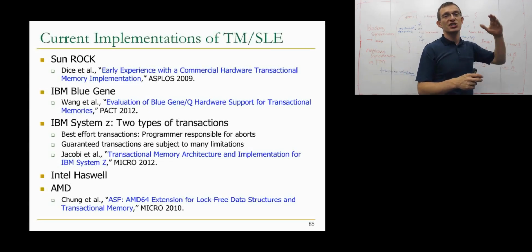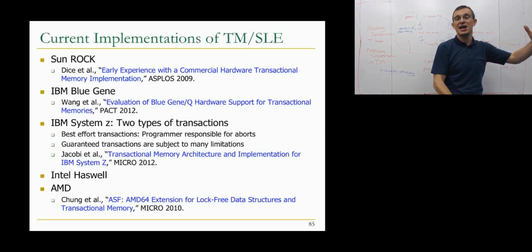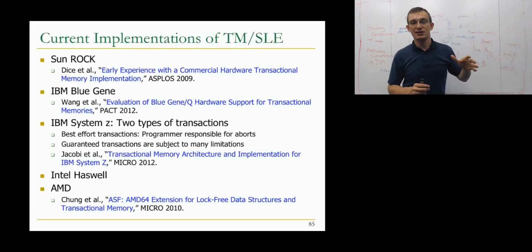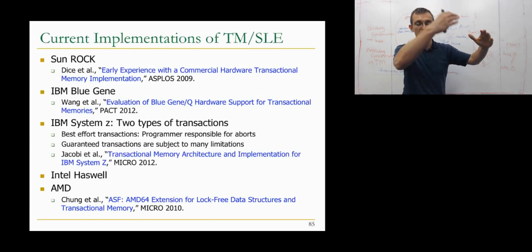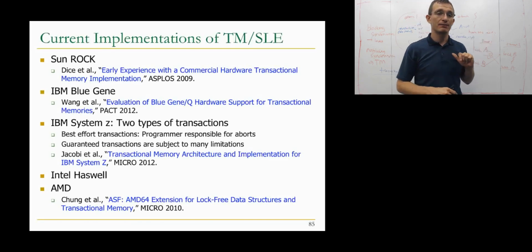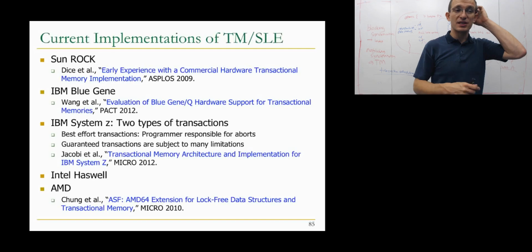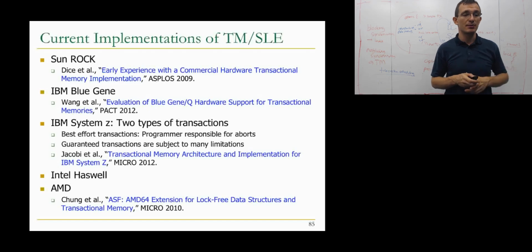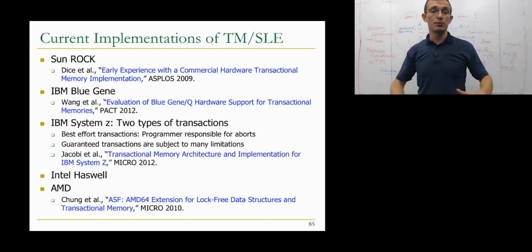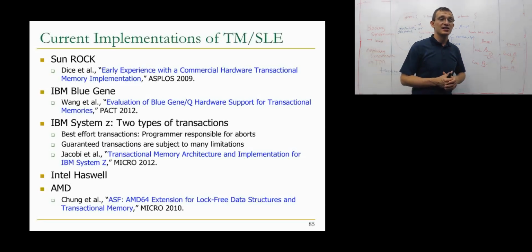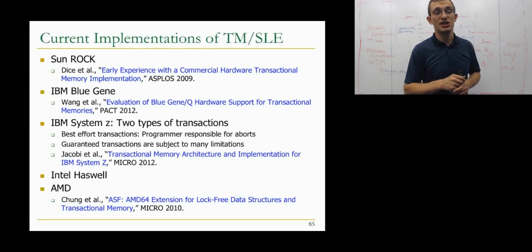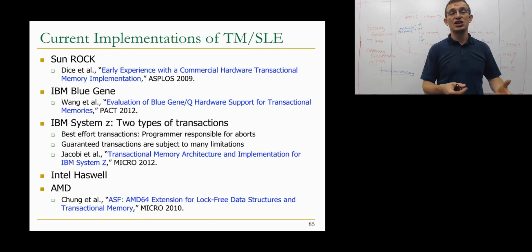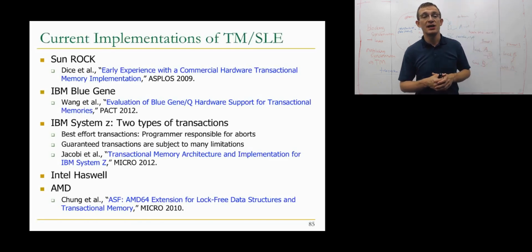Why? Because transactional memory checkpoints the architectural state and keeps running ahead speculatively as well, whereas run-ahead execution has a very similar approach. It basically checkpoints the architectural state and keeps running the program speculatively, right? So I recommend this paper that talks about early experience with a commercial hardware transactional memory implementation, which is Sun Rock's implementation. IBM Blue Gene, which is a supercomputer, also implements transactional memory, and this is a recent parallel architectures and compilation techniques paper that talks about its evaluation of hardware support for transactional memory in IBM Blue Gene.